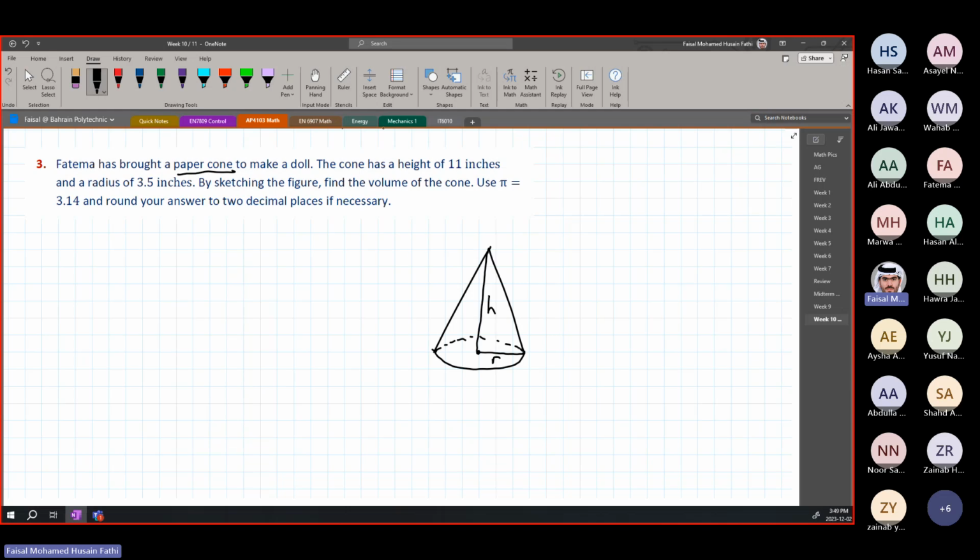Now we continue the question. To make a doll, the cone has a height, already given, of 11 inches and a radius, r, of 3.5 inches. By sketching the figure, which we already did, find the volume of the cone. Use pi as 3.14, and the answer should be to 2 decimal places. Okay. What is the volume of a cone?